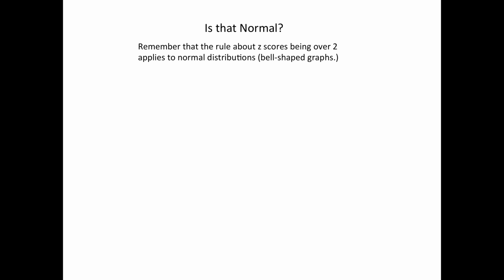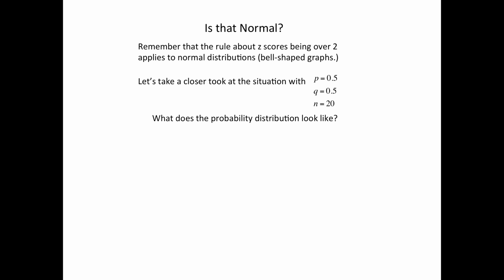Is that normal? Well, what I mean by that is when you do that rule about the z-score being over 2 or under -2, that applies to normal distributions or bell-shaped graphs. Is that what we have here? So take a look. I'm going to take away the x equals 16 and just say, look at all possibilities. If n equals 20 questions, you could get 0 right, 1, all the way up to all 20. So what does the distribution look like? Is it a bell-shaped curve?